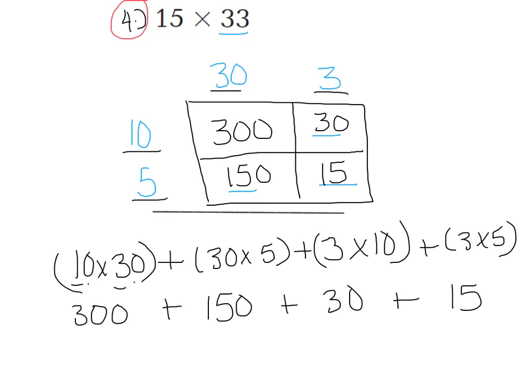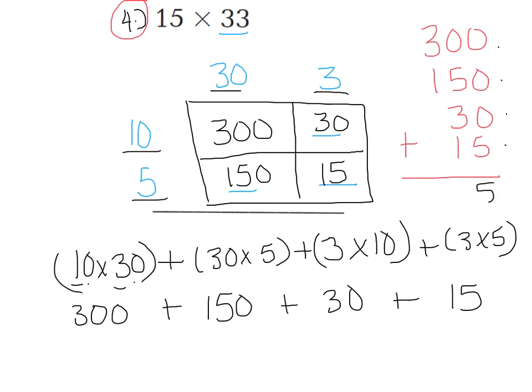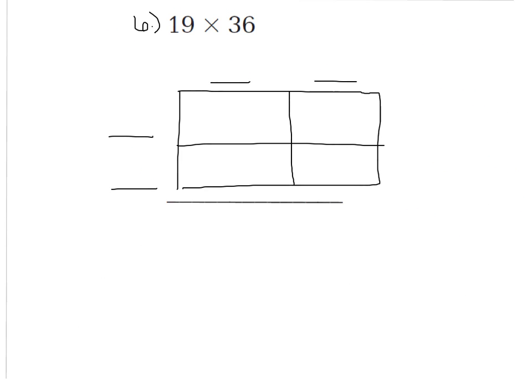Now I found all of my partial products. Now all I need to do is add them. So let's do that. Okay, I'm adding down here on the side of my page, so I can say that 0 plus 0 plus 0 plus 5 is 5. 5 plus 3 is 8. 8 plus 1 is 9. And 3 plus 1 is 4. So my final product is 495.